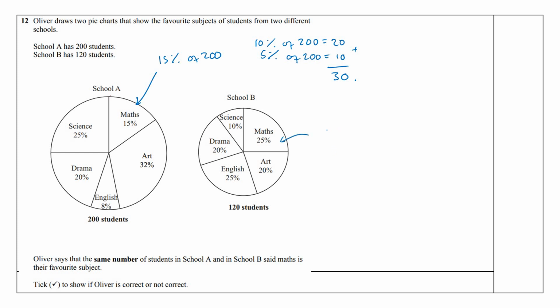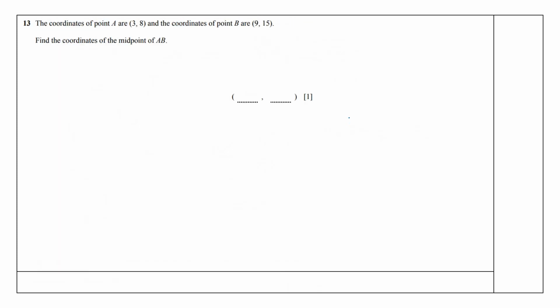Here in School B, we've got 25% of 120. The easiest way to work out 25% is to halve it to get 50% and halve again to get 25%. Half of 120 is 60, halved is 30. So actually Oliver is correct, and you would just need to tick that to say that, and you could say that 30 students liked maths from each school. Next, the coordinates of point A and point B are 3, 8, and 9, 15.